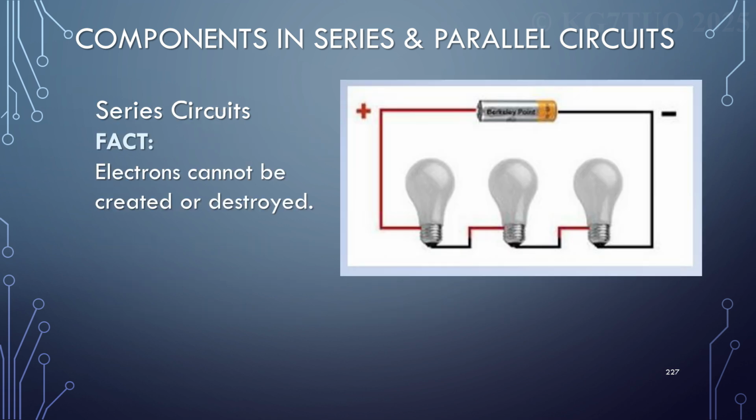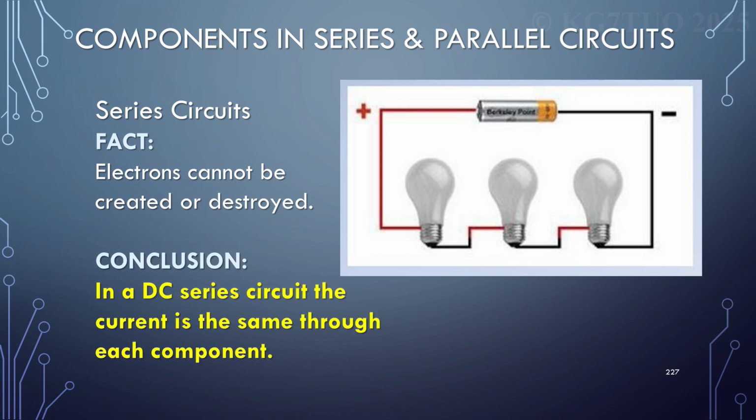Electrons cannot be created or destroyed. Conclusion: in a DC series circuit, the current is the same through each component. So the current flowing through every one of those is the same. If it's 5 amps, it's 5 amps through every one.